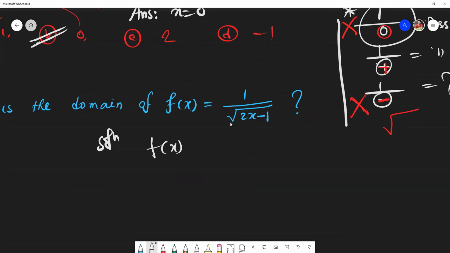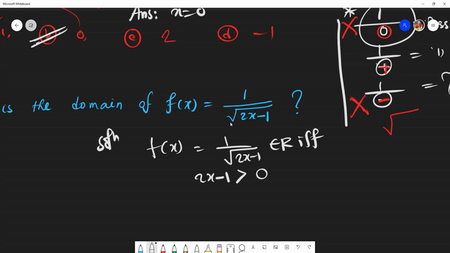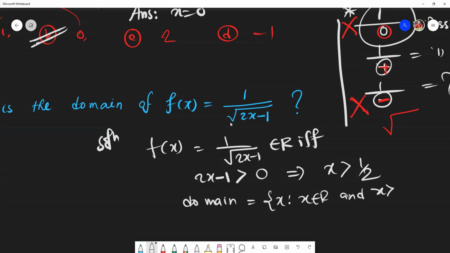f of x is equal to 1 by square root of 2x minus 1, is an element of R if and only if 2x minus 1 must be greater than 0. It cannot be 0 due to the fraction. It cannot be negative due to the square root. So from the calculation, x is greater than 1 by 2, which is the domain. Domain is equal to x belongs to R, and x must be greater than half.